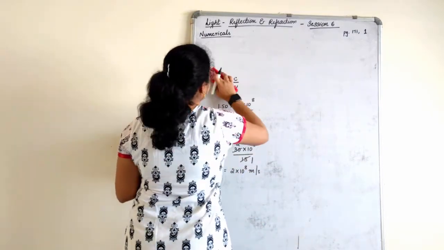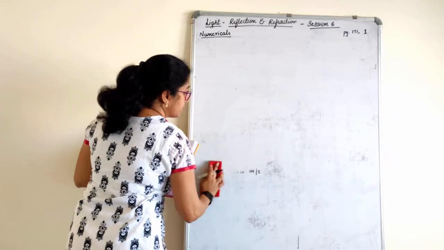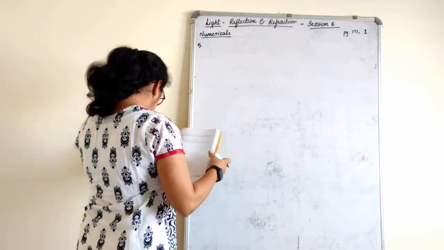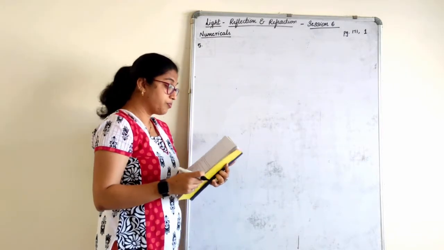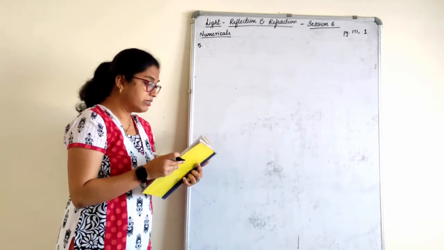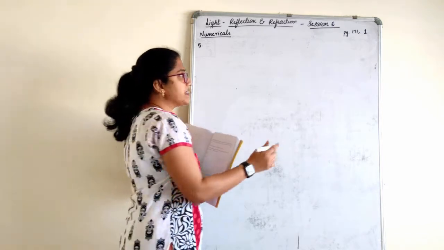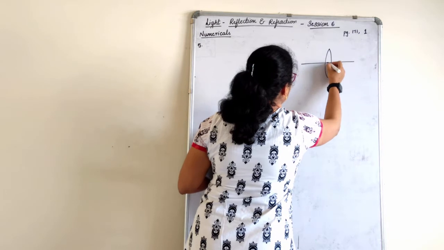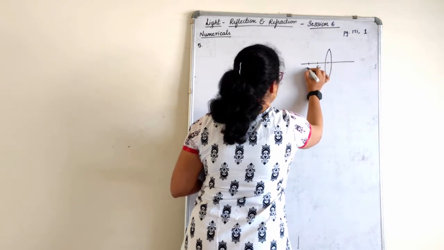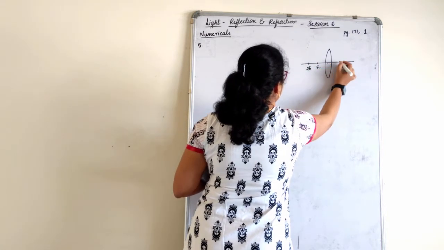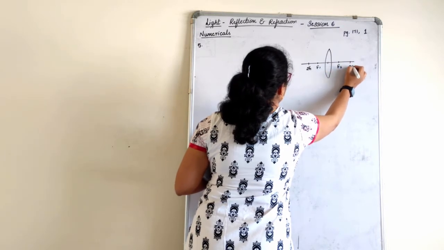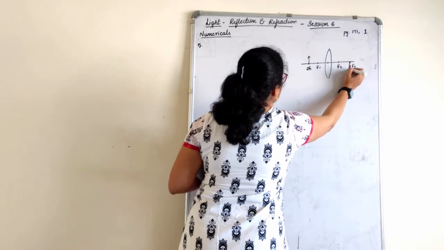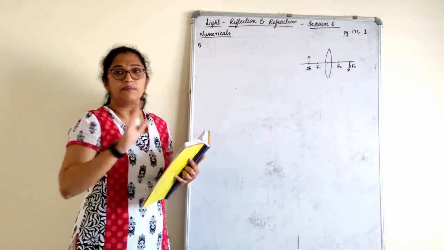Fifth one. That is on page number 184. A convex lens forms a real and inverted image. It's a convex lens, children. So always when the things are given, for your confirmation and clarification, always draw it. 2f1, this is f2, 2f2. If you do this much, it is more than enough.